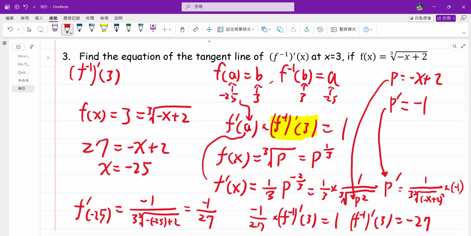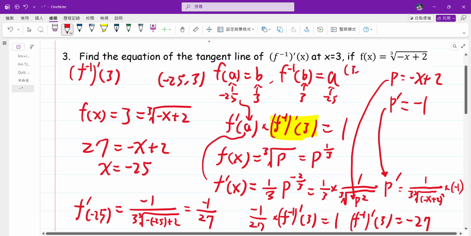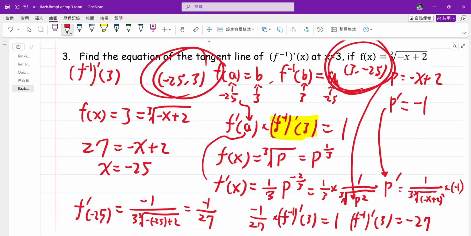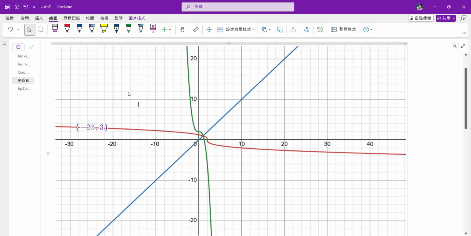So we have 2 points. This is negative 25, 3. And the point of this is 3, negative 25. But we have to plug in this point, but not this point. Okay, so I show you another graph here.